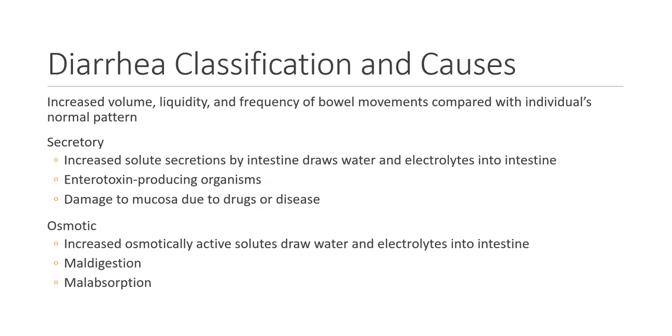The first type we're going to talk about is secretory, and this is an increased solute secretion by the intestine that draws water and electrolytes into the intestine, so we have an excess of fluids. This could be due to enterotoxin-producing organisms or damage to the mucosa due to drugs or disease. Osmotic is very similar, but it has different causes. It is increased osmotically active solutes that draw water and electrolytes into the intestine. So one has to do with secretions and one has to do with osmosis, where we go from higher concentration to a lesser concentration. This could be due to maldigestion or malabsorption.